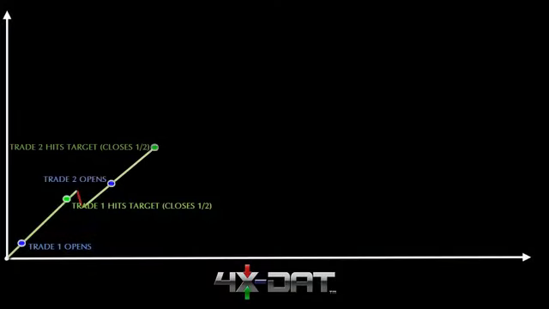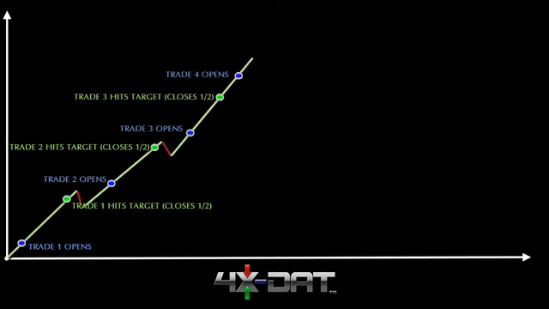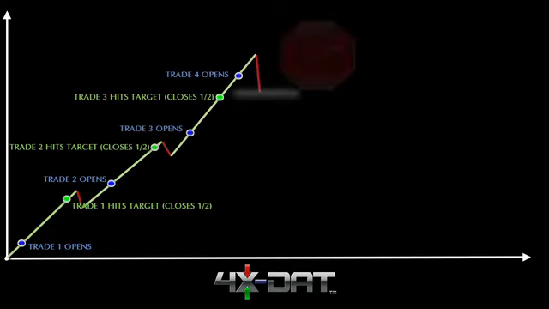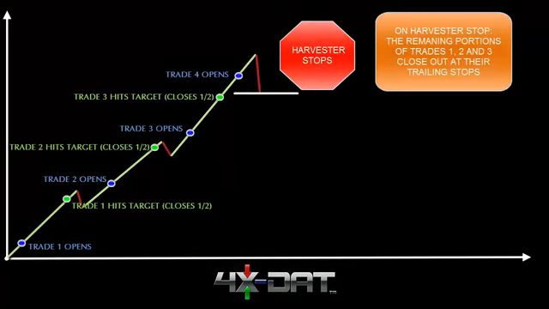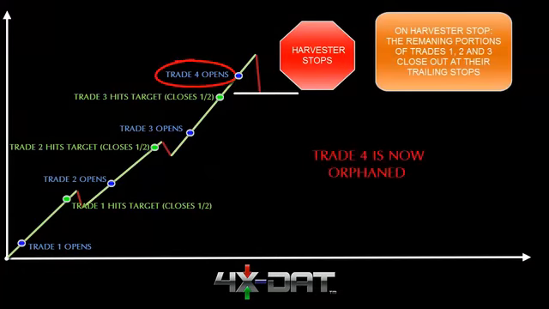You'll recall this illustration from the previous tutorial. Trade number 4 in this illustration is considered to be a naked trade because it didn't reach a point where a profit stop could be triggered. Because it was unprotected when the market turned, it became an orphan trade as the harvester was stopped by the market.